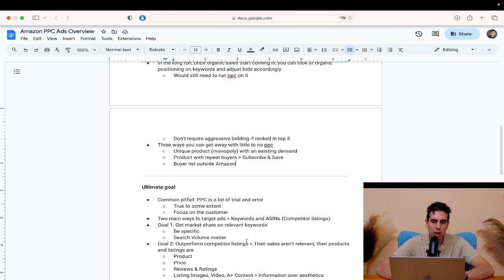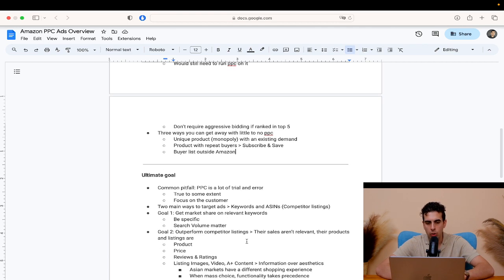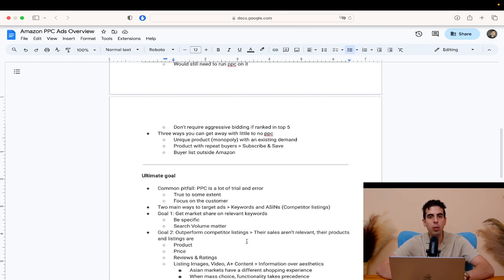So what is the ultimate goal from all of this? I want to talk about a common pitfall that people get into, and even agencies preach it, and they say that PPC is a lot of trial and error. Although that is true to some extent, we have to keep in mind that we just need to focus on the customer. How are they searching for these products? What are some of the keywords that would be relevant to them? And really just put yourself in the buyer's shoes and figure out how you would search and what your customer experience on Amazon is going to look like.